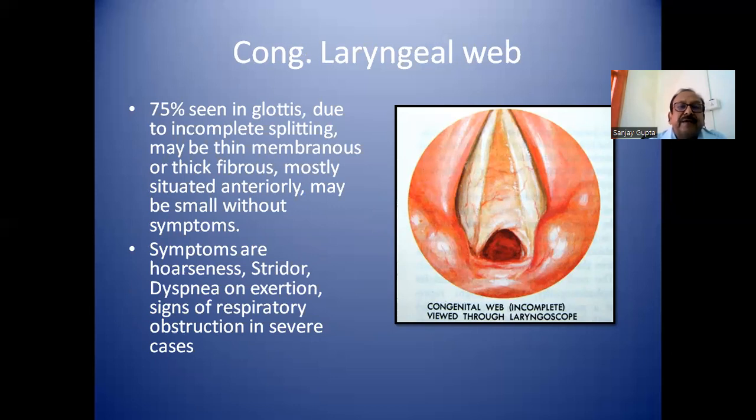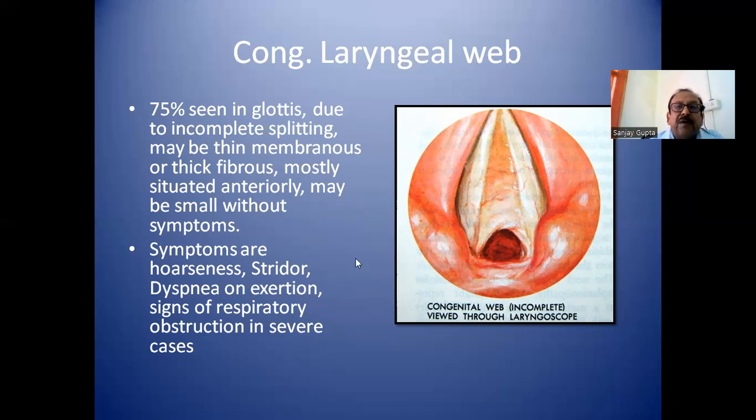75% of these webs are seen in the glottis area, that is, in between the two vocal cords. Due to incomplete splitting, a thin membranous or thick fibrous web is left behind during the development of the larynx. Mostly it is situated anteriorly.